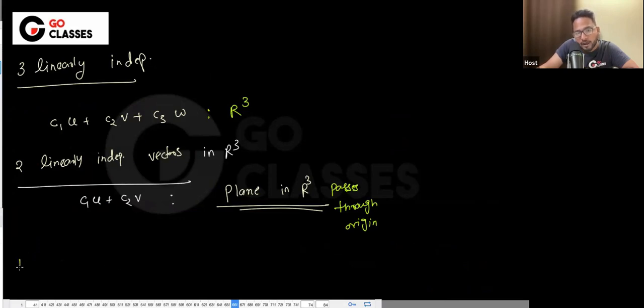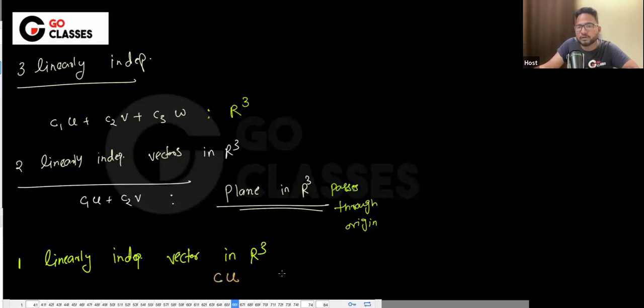So now you tell me, if you just have one linearly independent vector in R3, which means just c into u, something like this, then it will give you a line in R3. Okay, and not just a random line, that line must pass through the origin.